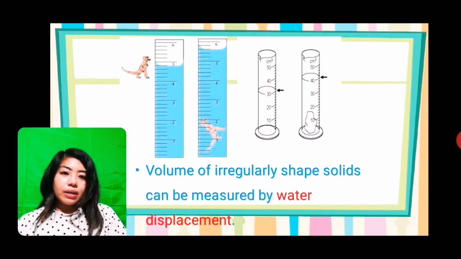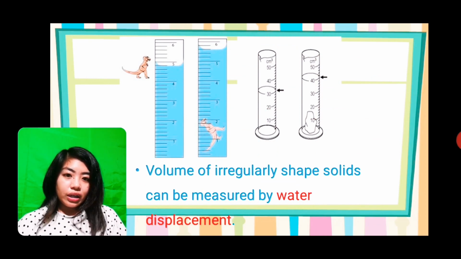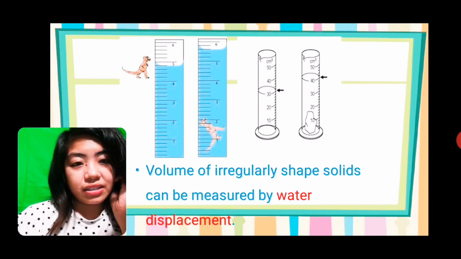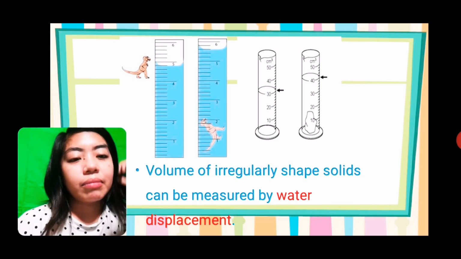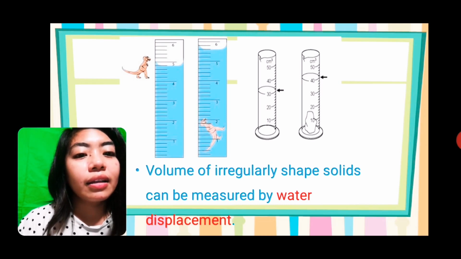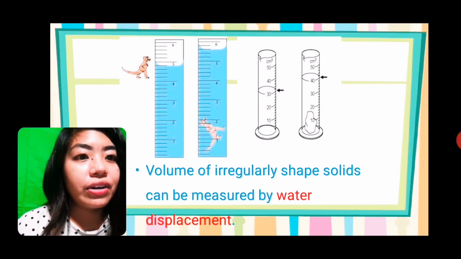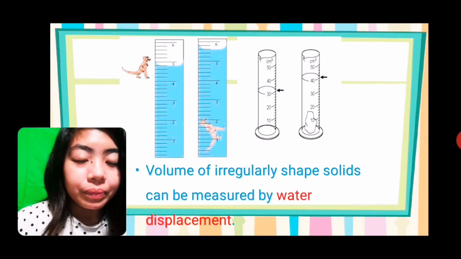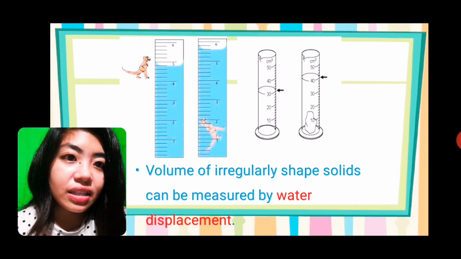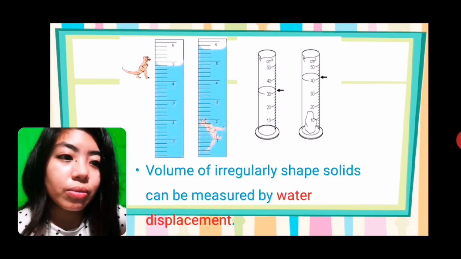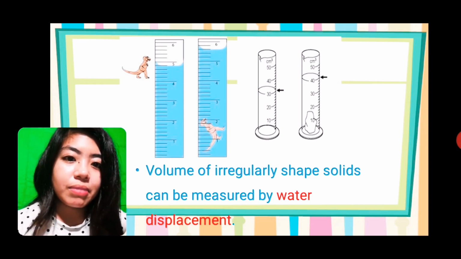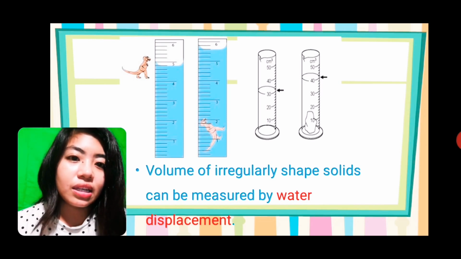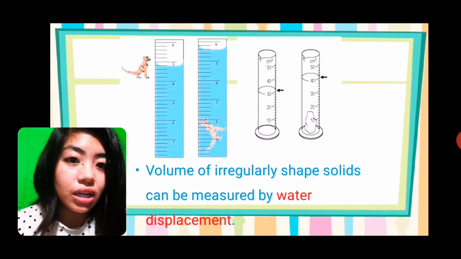Next, eto naman kapag irregular shape yung solid. Pag sinabi nating irregular shape solid, wala siyang sariling shape. Hindi mo agad makukuha yung kanyang length, kanyang width, tsaka height. For example, you're going to find out the volume of this dinosaur. Ayan. So, gumagamit tayo dyan ng water displacement method. The water displacement method, so may kukuha tayo ng graduated cylinder just like what you see on the picture.